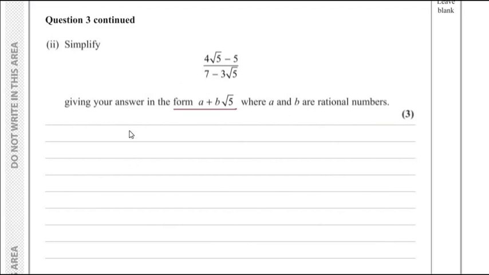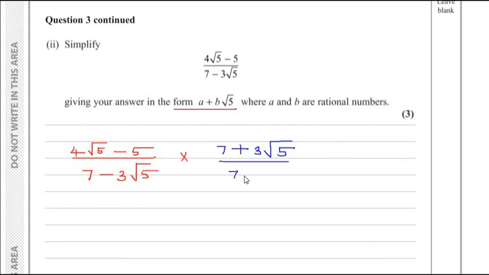So here we have to again go for rationalization of the denominator. So let me write the numerator first. 4√5 minus 5 over 7 minus 3√5. Now I am going to rationalize the denominator by multiplying and dividing it by its conjugate. So 7 plus 3√5 over 7 plus 3√5.